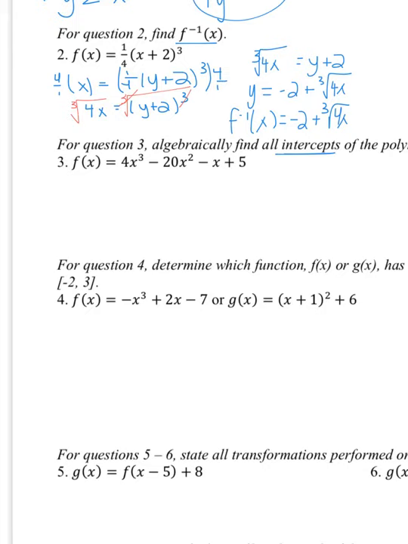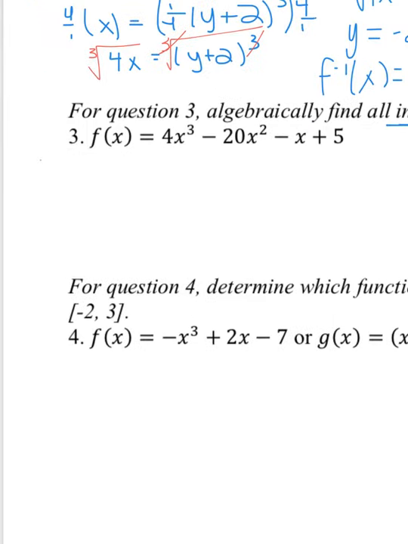For number 3, determine all intercepts. All of them. So x-intercepts and y-intercepts. X-intercepts, that's where y equals 0. So f of x is your y. So it's 0 equals 4x to the 3rd minus 20x squared minus x plus 5.